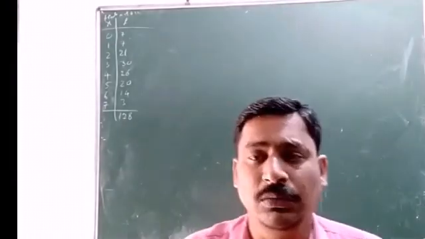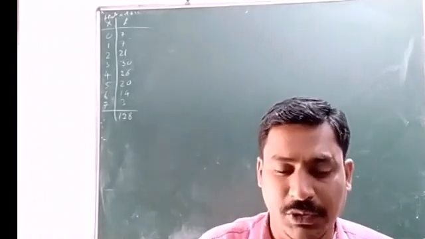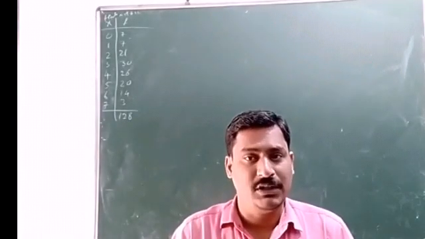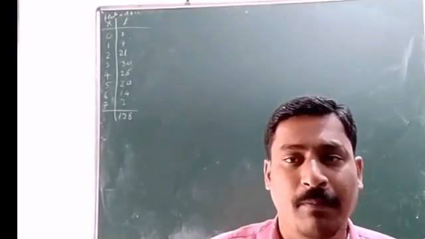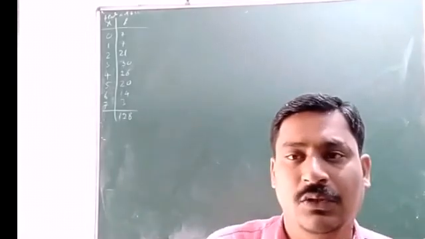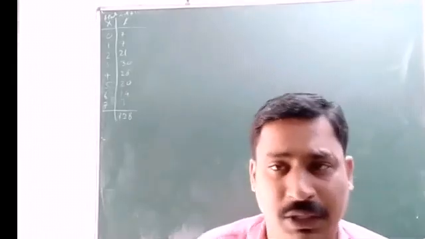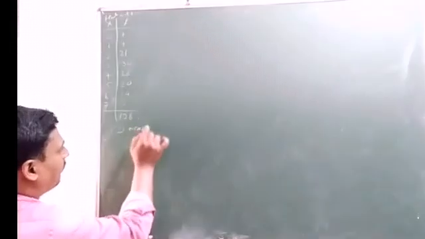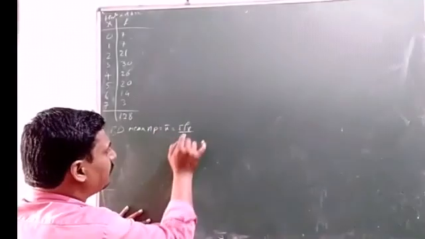Now we have to fit a binomial distribution using this observed frequency distribution, and we have to test whether the binomial distribution is a good fit or not. For that, first we need to calculate the arithmetic mean. The mean of a binomial distribution is equal to NP, which is equal to x bar, that is summation fx divided by n.